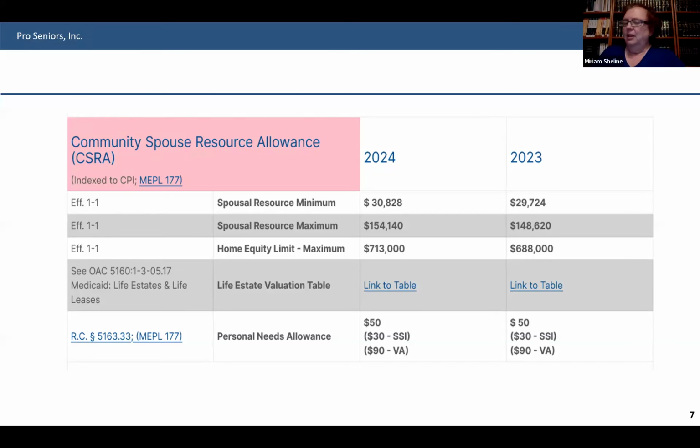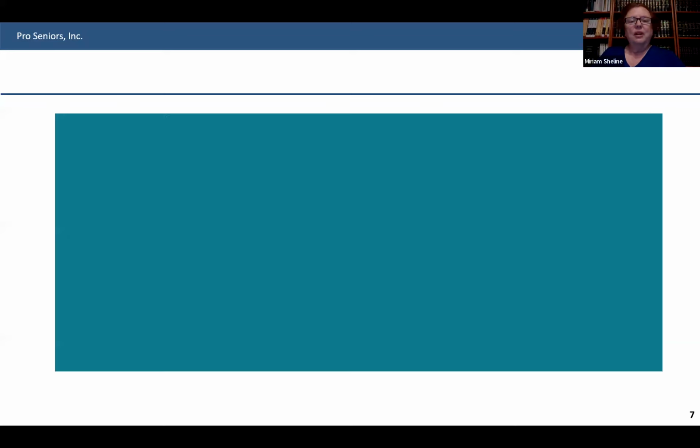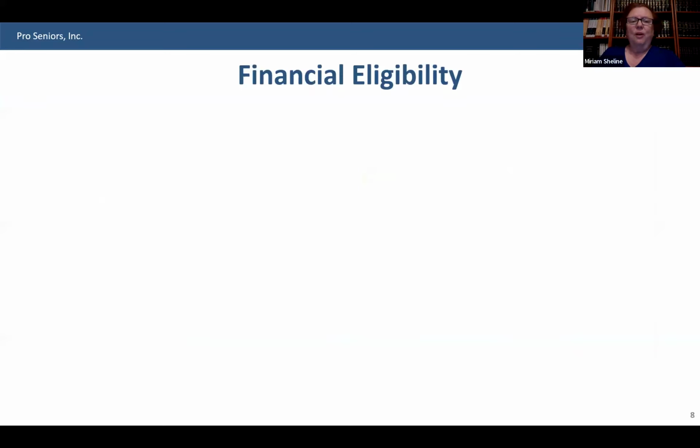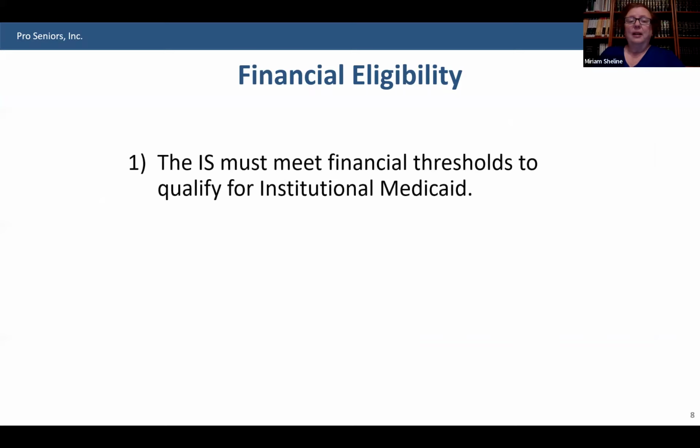Okay. So just to review, what are we talking about? The question is how we qualify for nursing home Medicaid or waiver Medicaid, institutional Medicaid. And there are 2 prongs. On the financial thresholds, you must be income eligible and you must be resource eligible.